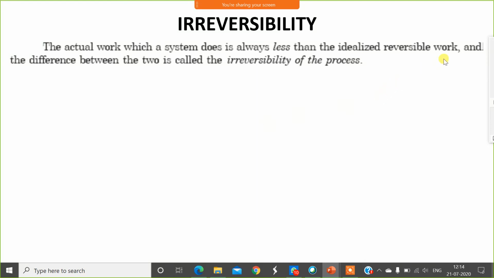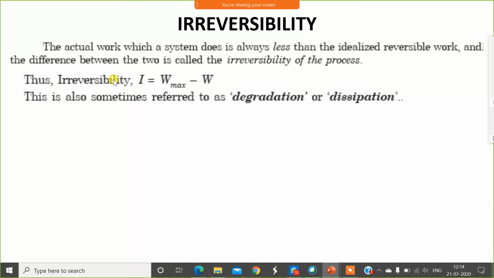If we take the difference of ideal work and the actual work, we get the value which is the irreversibility. Thus the irreversibility is written as I, and it is the difference of maximum work and actual work. Maximum work is obtained from the reversible engine and actual work is obtained by the irreversible engine. This is also sometimes referred to as degradation or dissipation.